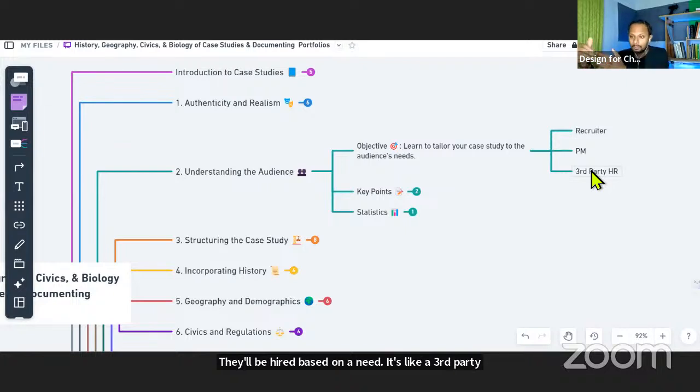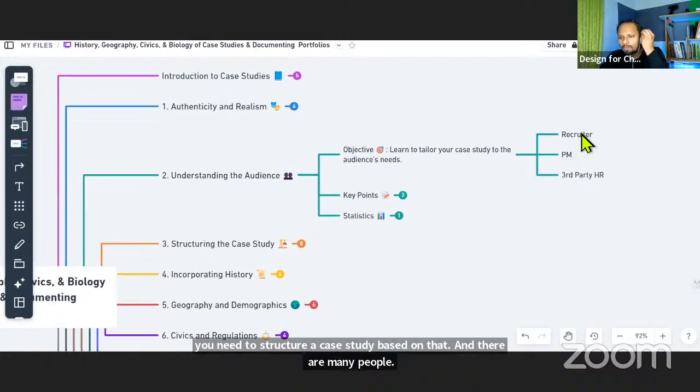So you need to win these people also in order to get your profile upgraded further, right? So you need to be very careful. And sometimes there'll be retained HRs. Retained HRs are the HRs who work in those companies themselves. So you need to structure a case study based on that. And there are many people, so you try to understand what the needs of these people are.